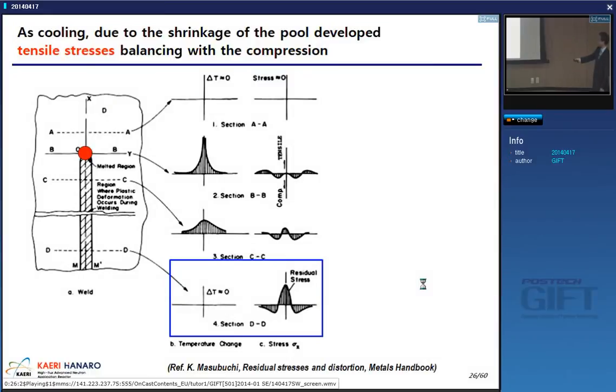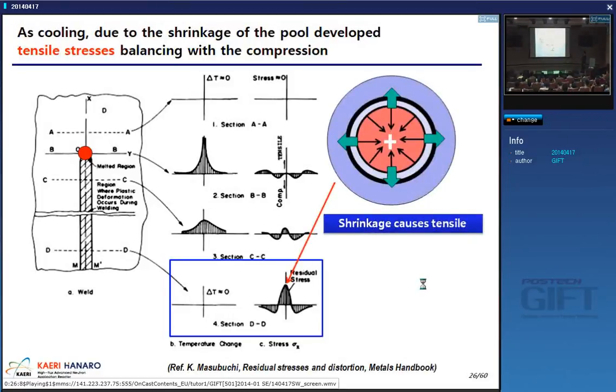A more complicated case is welding. The heat source is moving, and when the heat source is moving, stress builds up like this. Right? Why? Let's imagine this heat source is very hot, and when it cools, this hot part wants to cool down and shrink. But the surrounding material is relatively colder and holds it. So it wants to shrink, but the cold material holds it. So the hot material feels tension. That's why, when cooled down, the heat source part develops a high amount of tensile stress.